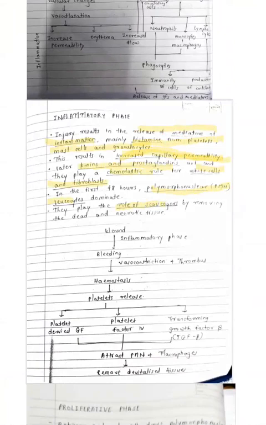After that, kinins and prostaglandins will act, they will play a chemotactic role, and after that WBCs will dominate, and they will play the role of scavenger. They will remove all the dead and necrotic substances. They try to make the wound clean.